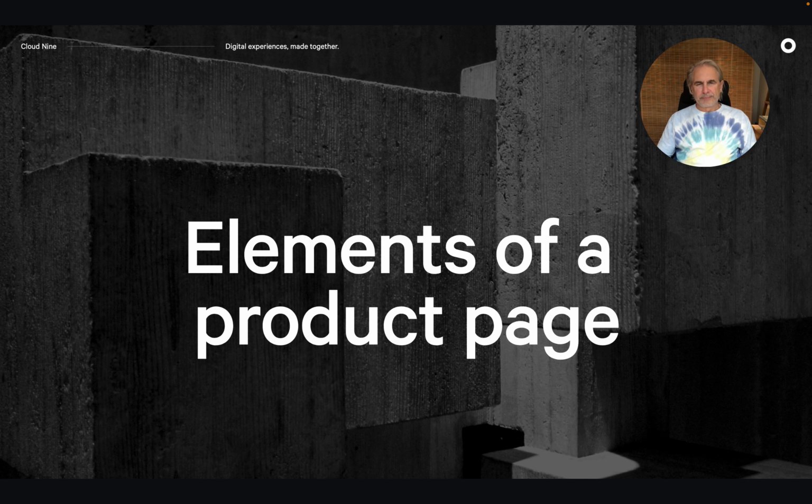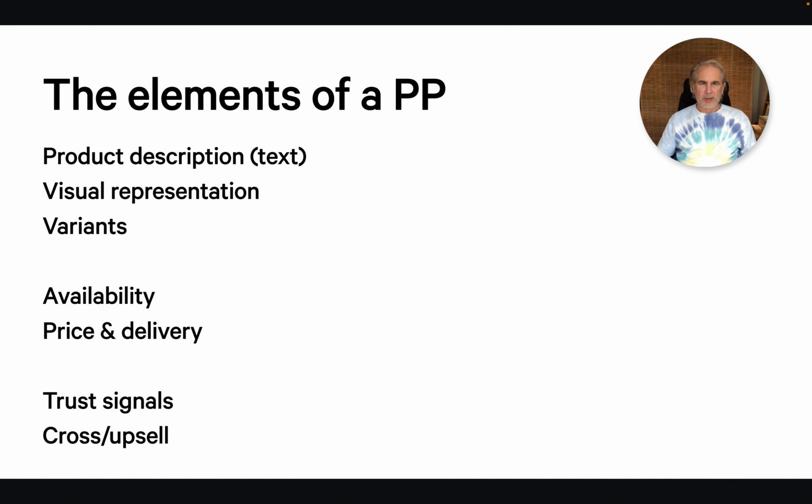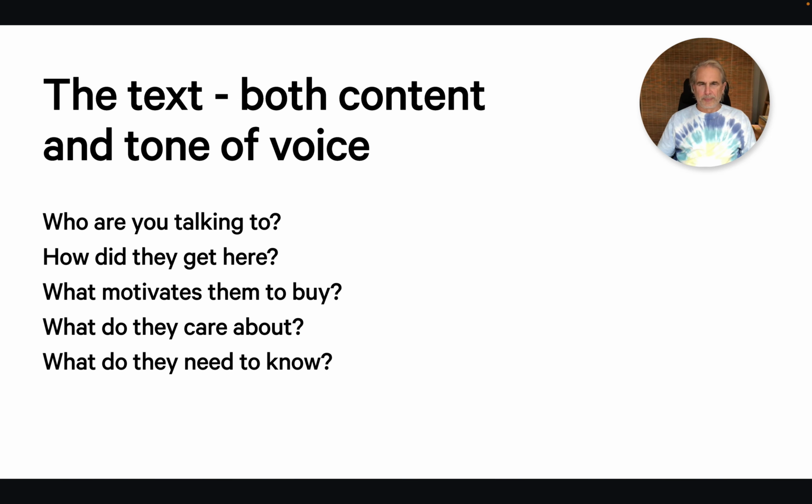So, what does a product page actually consist of? There are a number of elements that we can find on a typical product page. These are, for instance, the text and visual representation of the product, and what variants there are. We also have things like availability, how the product is being delivered. We have trust signals, and we also have the possibility to cross-sell or upsell our product.